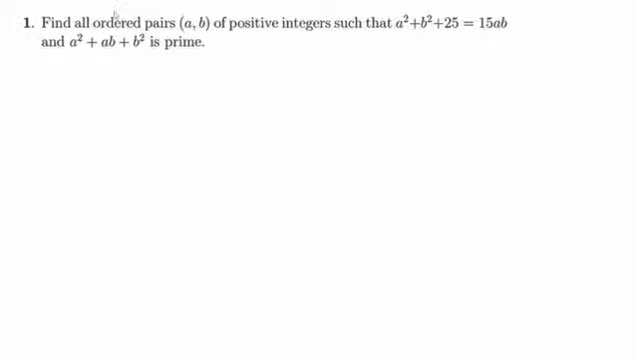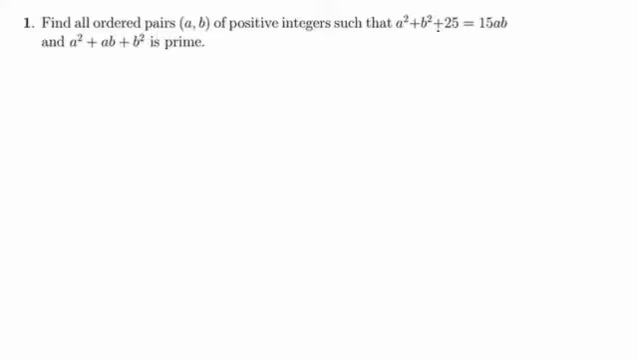The problem says: find all ordered pairs (a, b) of positive integers such that a squared plus b squared plus 25 equals 15ab, and a squared plus ab plus b squared is prime. So the first thing when you see this problem, it's good to try to check some small examples.